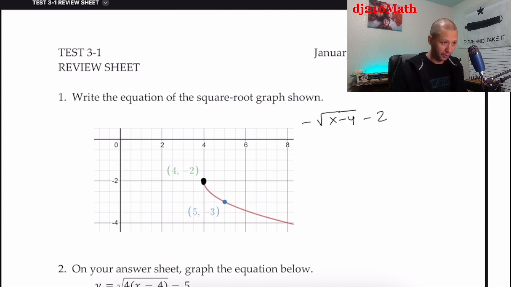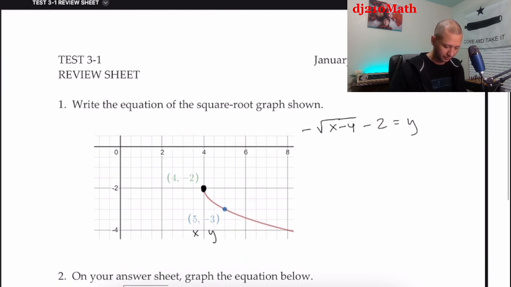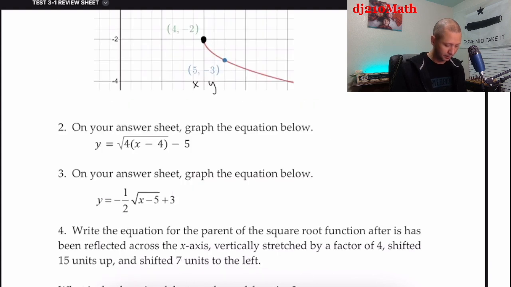And just to confirm, if we plug in the values for x and y, because essentially this is going to be equal to y, it should satisfy. So if x is 5, 5 minus 4 is 1, square root of 1 is 1. So negative 1 minus 2 is in fact negative 3. Once you think you have the equation, always plug in a known point. So here the known point was 5, negative 3.